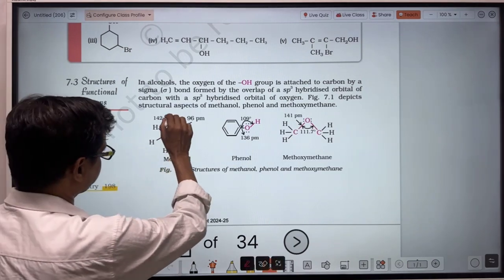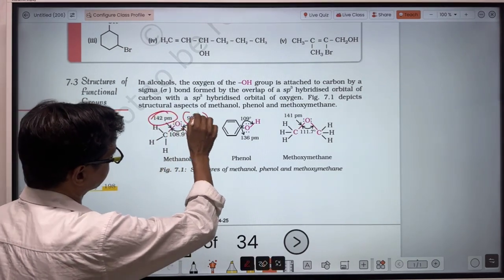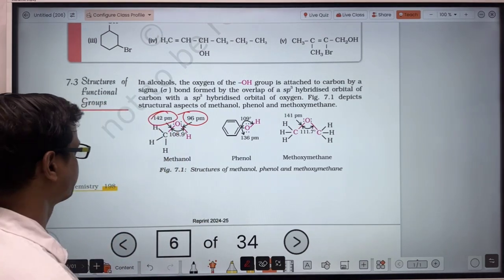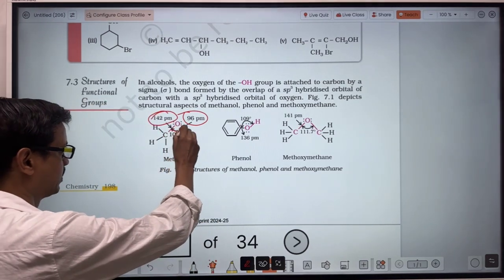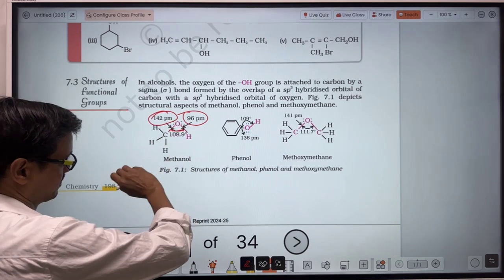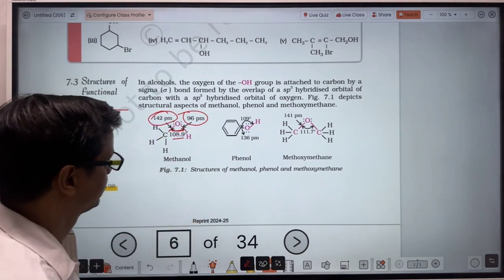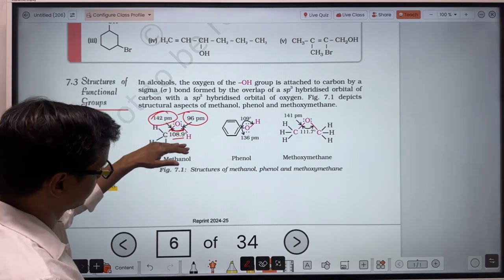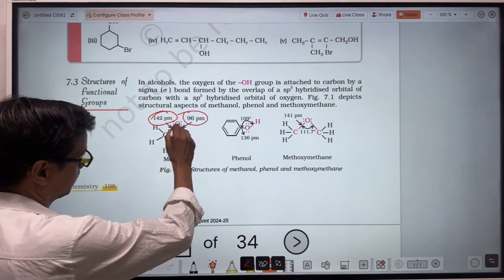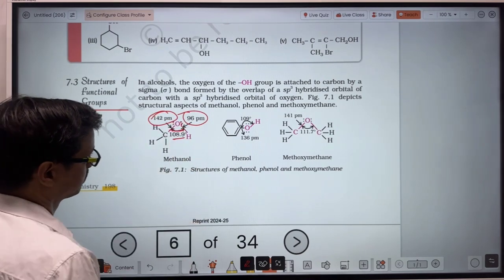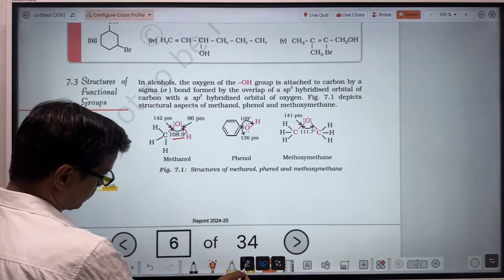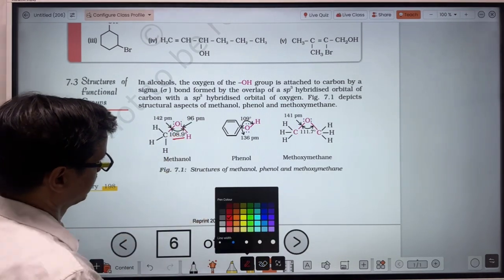No need to mug up the bond length and bond angle. But here you should keep in mind that the bond angle between C-O-H will be 108.9 degrees. In tetrahedral geometry, the bond angle is 109.5 degrees. But here the bond angle will be 108.9 degrees because the two lone pairs of electrons present on the oxygen will repel.